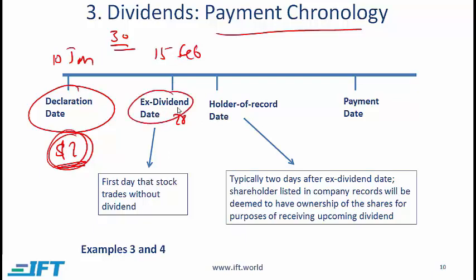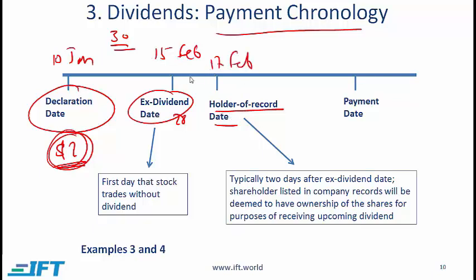Typically, 2 days after the ex-dividend date, we have the holder of record date. This is the date where the shareholder listed in a company's records will be deemed to have ownership of the shares for purposes of receiving upcoming dividends. The company sends out dividend checks, and obviously the company needs to know who it is sending those checks to. In other words, the company needs to know the list of shareholders, and you can think of this date as the date by which that list is updated.